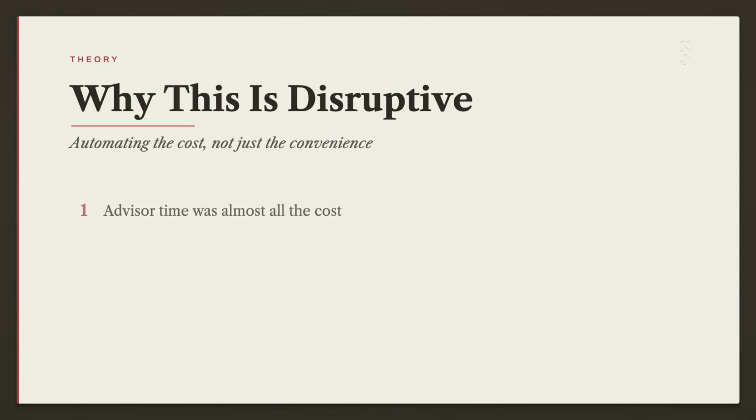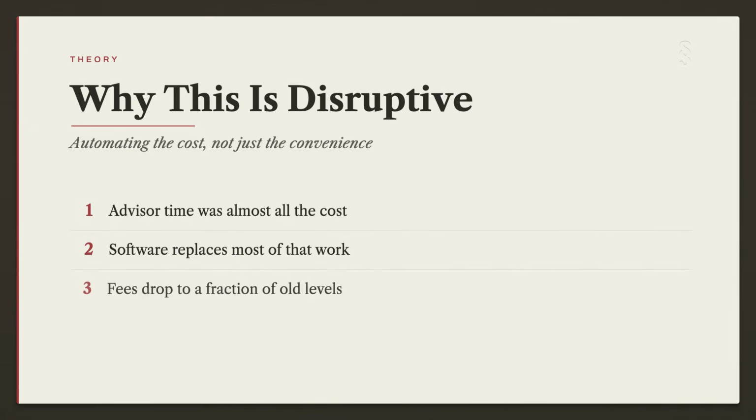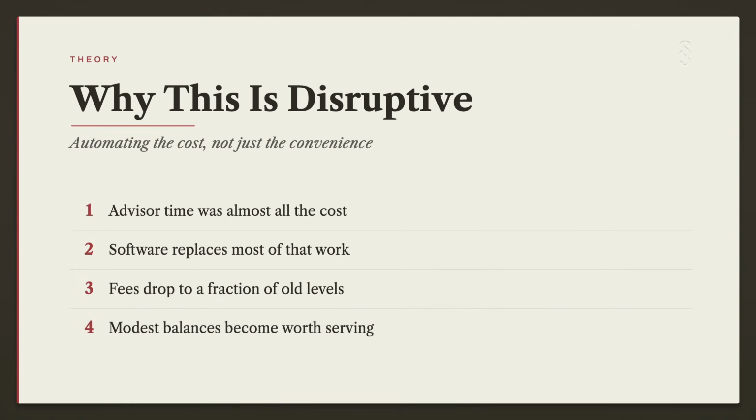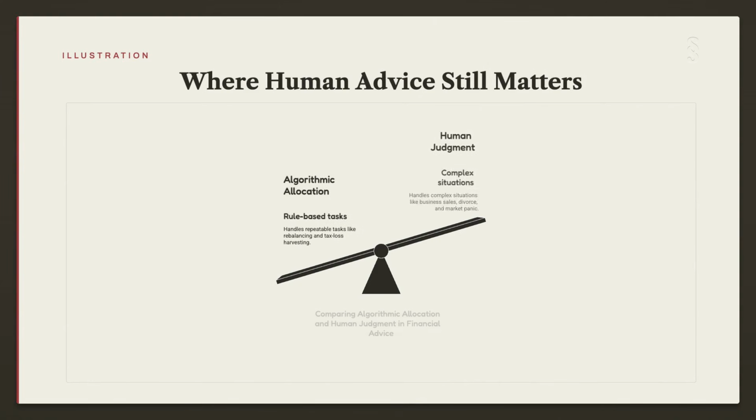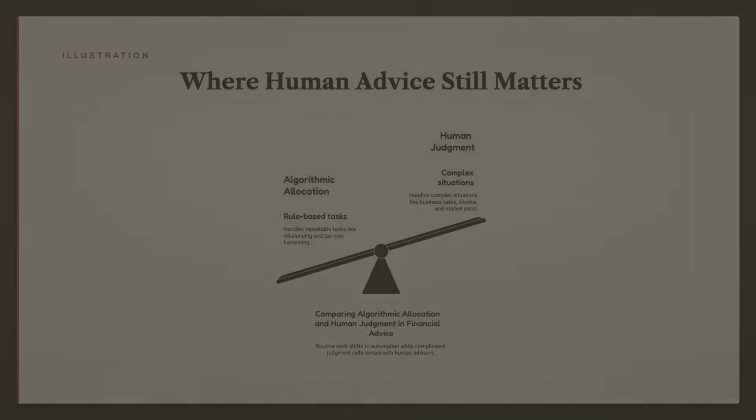Nearly all the cost in traditional wealth management was the advisor's time, and the questionnaire plus allocation logic replaces most of what that time was spent on. Fees drop dramatically, and a customer with a modest balance suddenly becomes worth serving, opening a market the old pricing model excluded. Algorithmic allocation handles the rule-based, repeatable portion of advice, but it doesn't handle a client deciding whether to sell a family business, navigating a divorce settlement, or panicking during a market decline. Human advice hasn't disappeared. It's been pushed toward the complicated situations where judgment actually earns its fee.